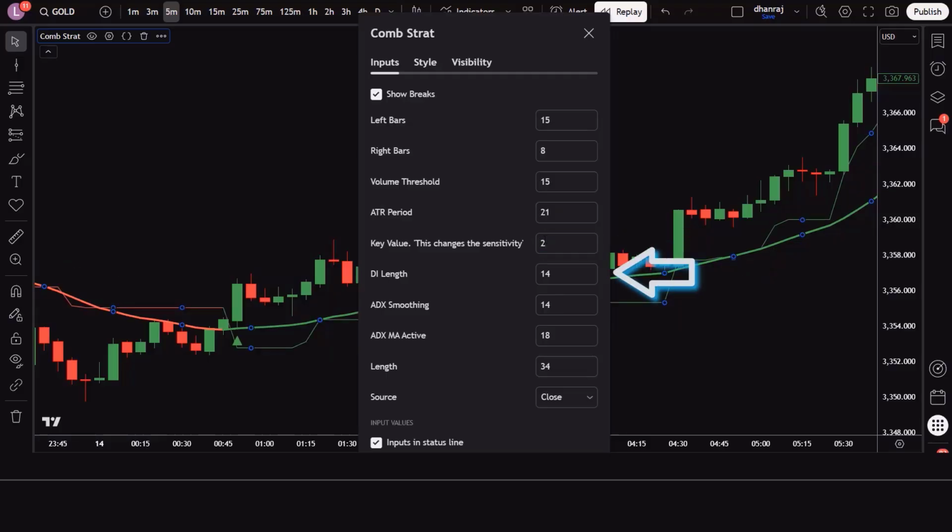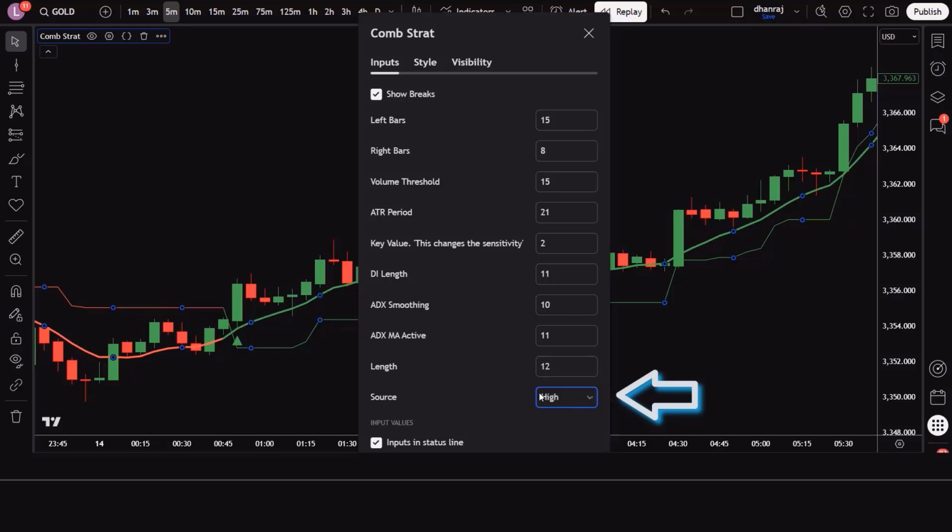We have to change this DI length option from 14 to 11. We have to change this ADX smoothing option from 14 to 10. We have to change this ADX MA active option from 18 to 11. We have to change this length option from 34 to 12. We have to change this source option from close to high.